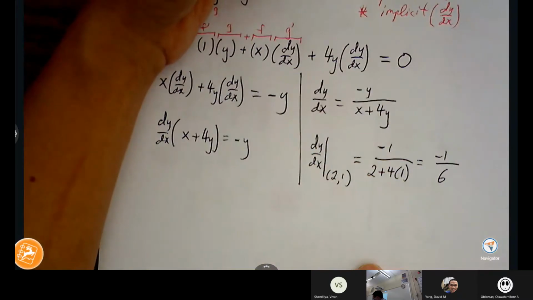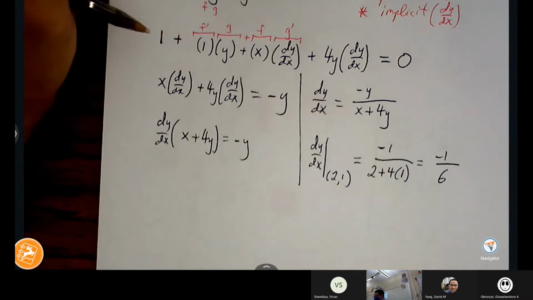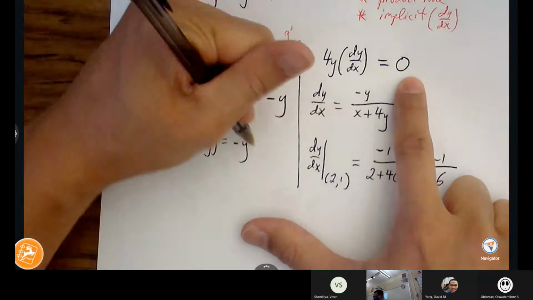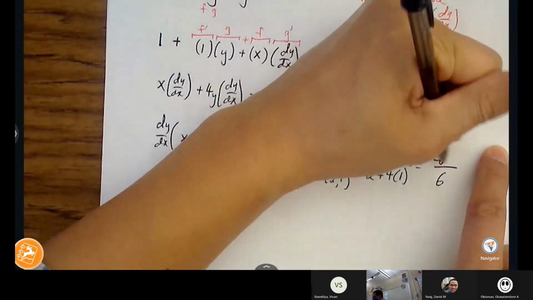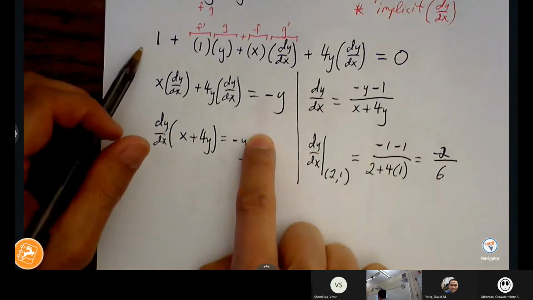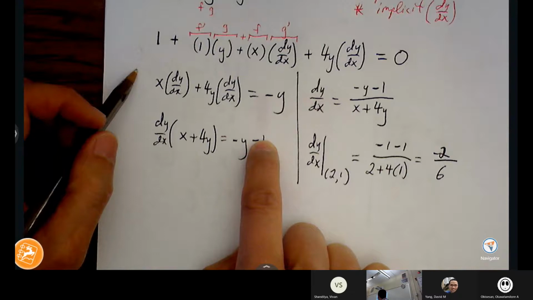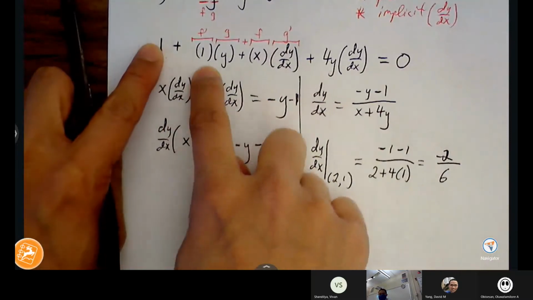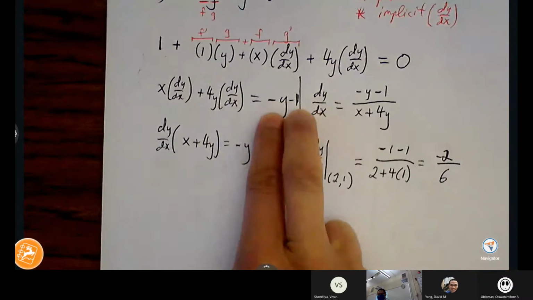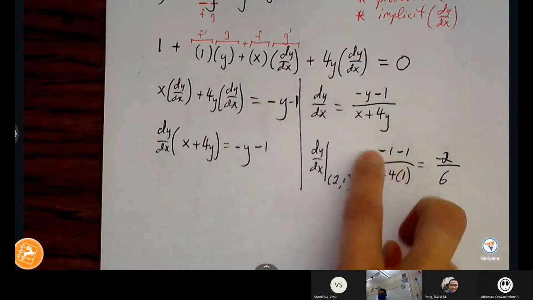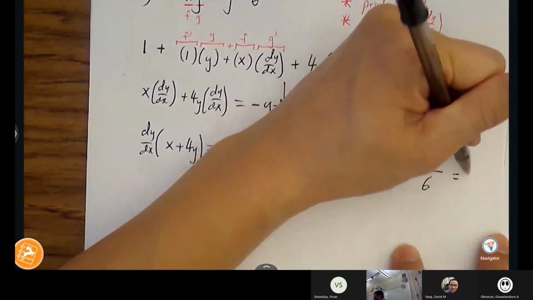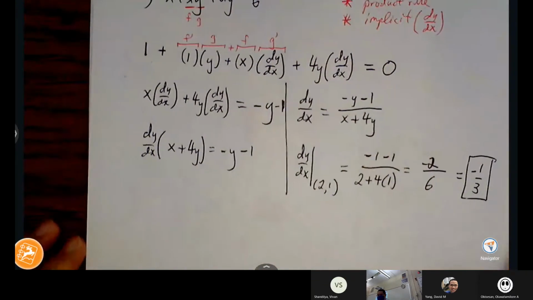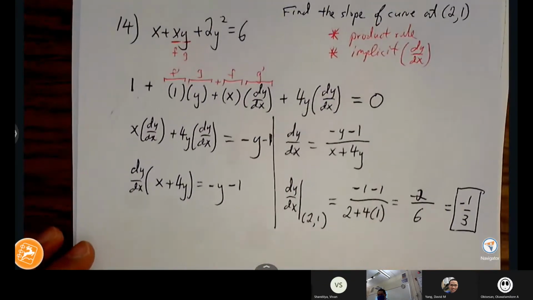Let's see, I missed something here. Oh, the 1. I lost track of the 1. Okay, let's see. Negative 1 here. Yeah, so the 1 should have moved over along with the y. So when it moves over, it becomes negative y minus 1. Divide that over. So negative 1 minus 1 should be negative 2 over 6, which is negative 1. That's our slope. Questions?